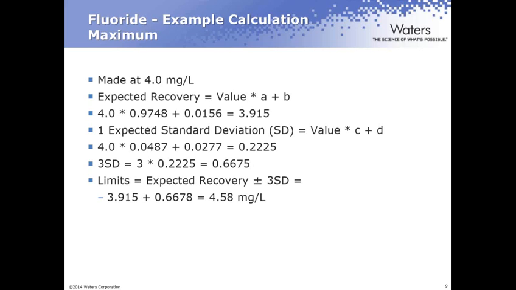And again, your limits are plus or minus 3 standard deviations, so we multiply that value by 3 and we get 0.6675. So what we can do is use this information to calculate out what the maximum value we could report and still potentially pass our PT, and that would be 4.58 milligrams per liter.